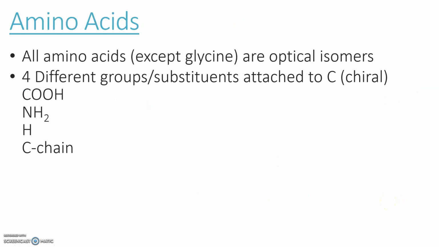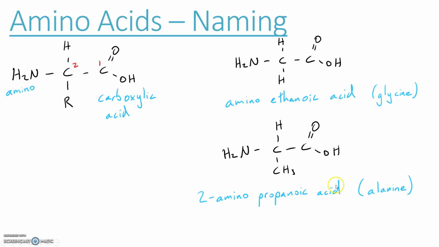All amino acids except for glycine are optical isomers. We can see that here, right? If you look at this carbon here, this is a chiral carbon atom. It has 1, 2, 3, 4 different things attached to it. Whereas in glycine, the carbon has two of the same, right? It has two hydrogens attached to it, so it's not an optically active molecule.